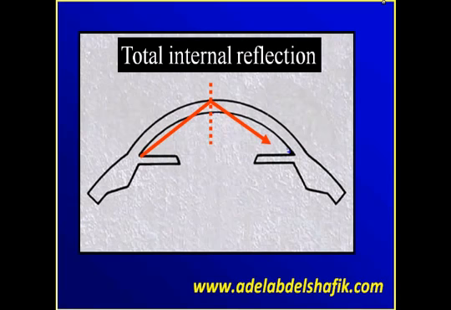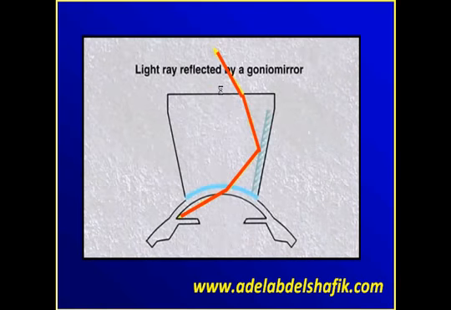Now, gonioscopes are used to see the angle because we get the phenomenon of total internal reflection. Rays coming from the angle cannot find their way outside because the cornea prevents it from doing this. When we put a contact lens, this is the gonioscope, we cancel the cornea and then light can find its way to the examiner. So this is the idea of using a contact lens.